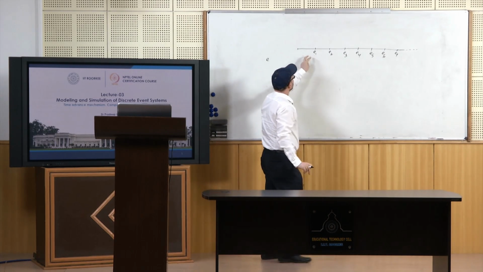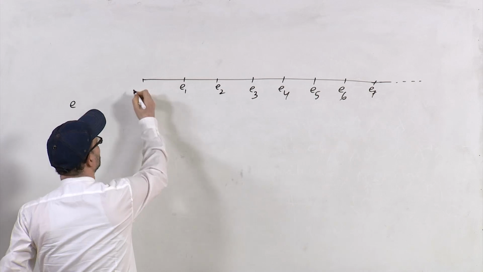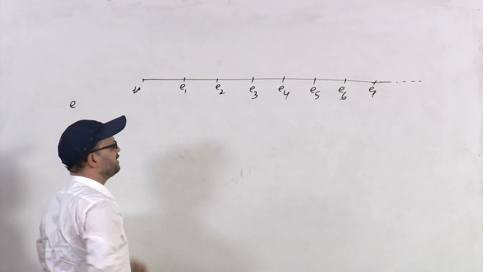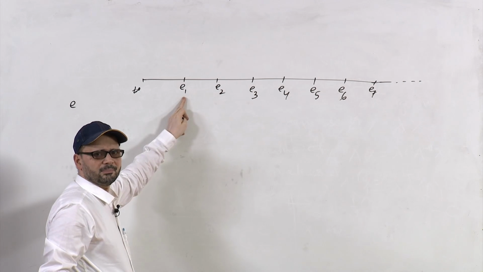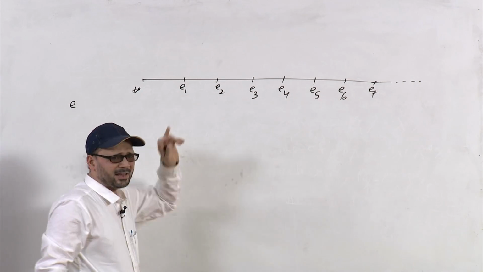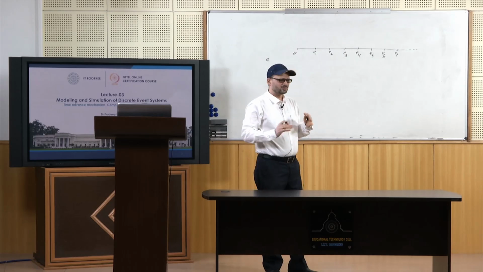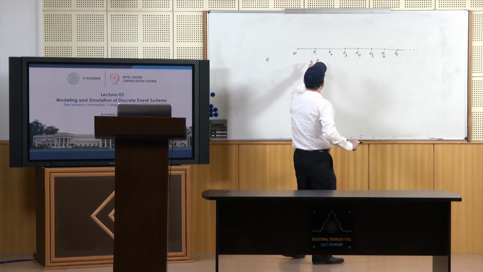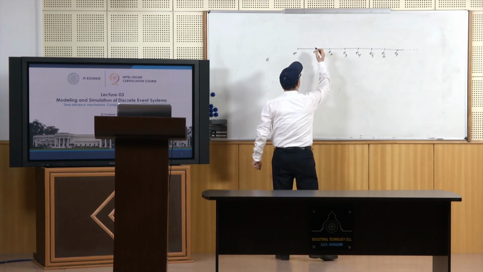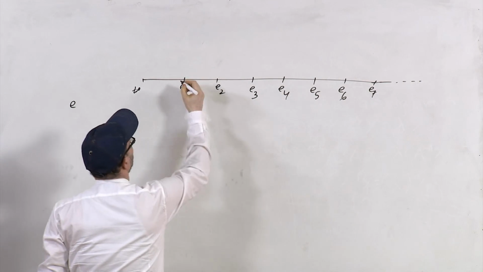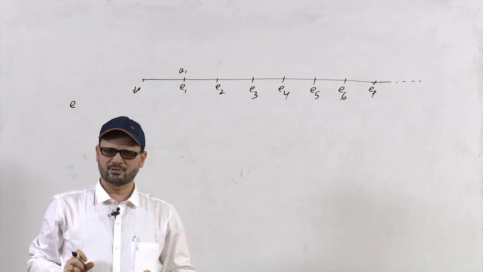Now, the simulation clock will start from here, the time is 0 here, and it will go. The next simulation clock will be at this time. Now, this may be either an arrival or a departure. The departure will depend upon the service time. So, suppose this is the first arrival. If A is the arrival, this will be A1. So, this is the first arrival.